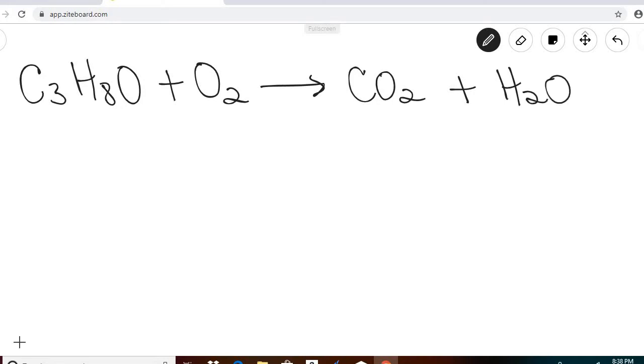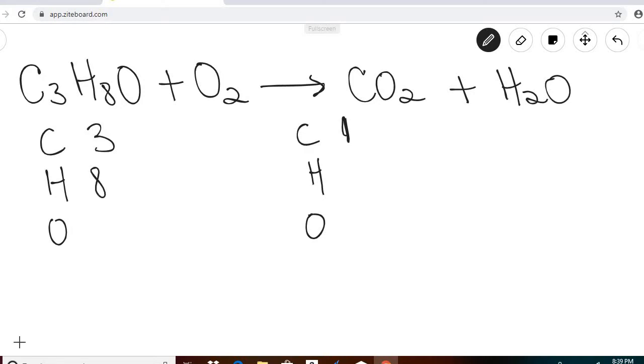Okay, so let's see, carbons, hydrogens, oxygens. So we have 3 carbons here, we have 1 there, 8 hydrogens there, and 2 there. And then we have 3 oxygens here, and we have 3 there. Okay, so let's start by fixing the carbons. So we put a 3 there, and now we have 3 carbons on each side.